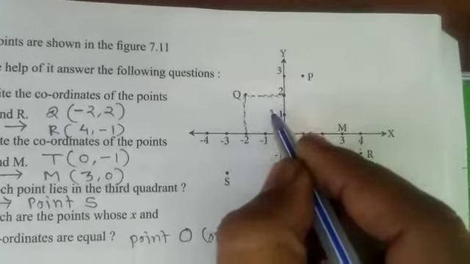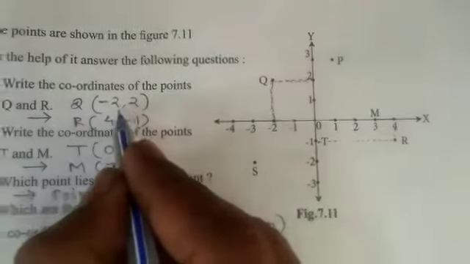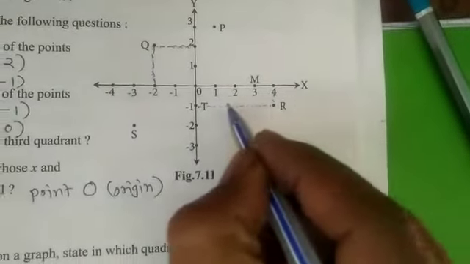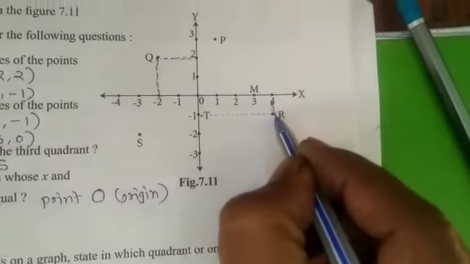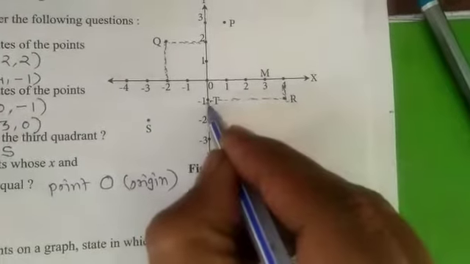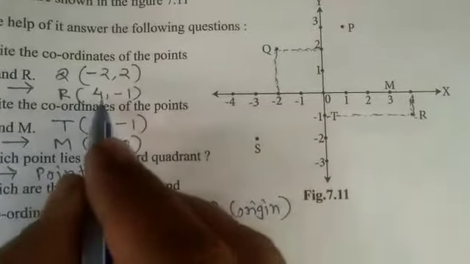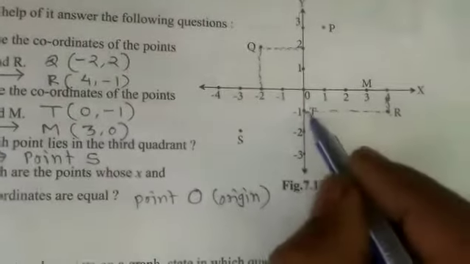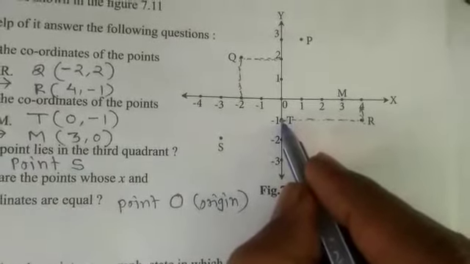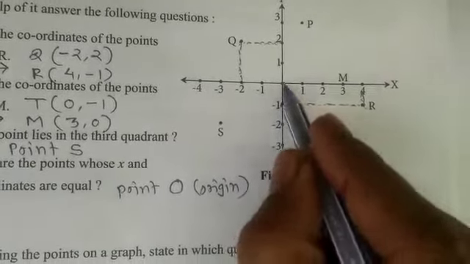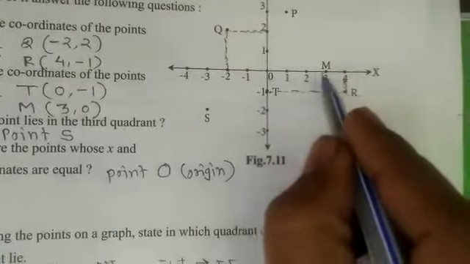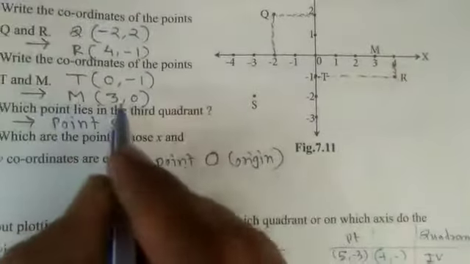So write point Q, x coordinate minus 2 comma 2, and point R. Where is R? This is the R. X coordinate, you want to first consider the x coordinate. X coordinate is 4, y coordinate is minus 1. Okay, so R 4 comma minus 1. Next, write the coordinate of point T and M. Where is T? See T. This is on the y axis. So the x coordinate is 0 and y coordinate is minus 1. T 0 comma minus 1. Next M. Where is M? On x axis. X coordinate is 3, y coordinate is 0, M 3 comma 0.